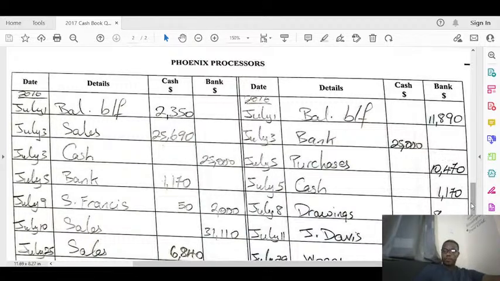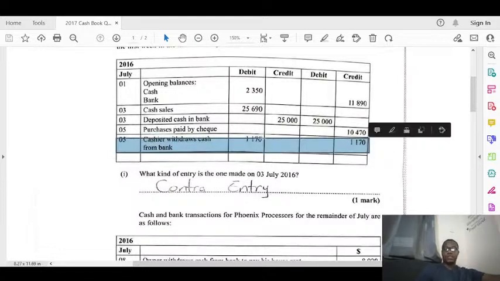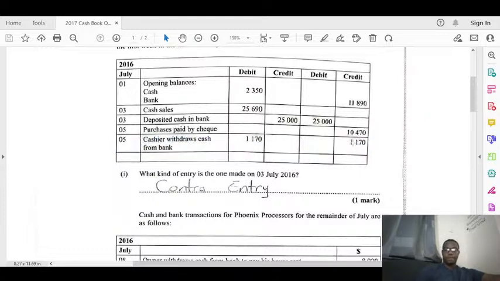All right, moving on to the next item in their cash flow statement or in their cash flow, whatever they call it here. So July 5, cashier withdraws cash from bank. As I said before, this is another contra entry, right? This is another contra entry. Because this transaction affects both bank and cash account. And if you look at it, see, it affects the cash account and the bank account, right? Yeah, good. So let's look how we record it.